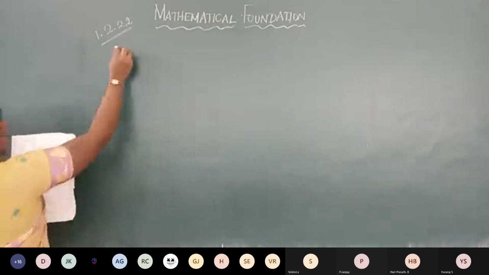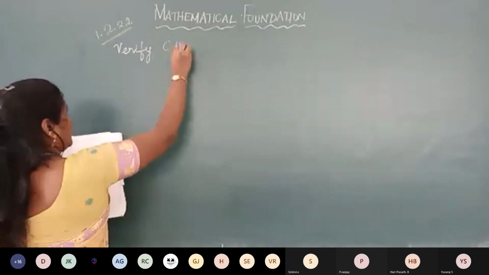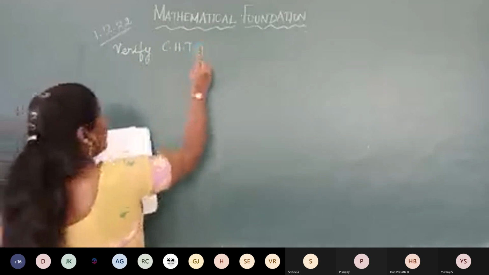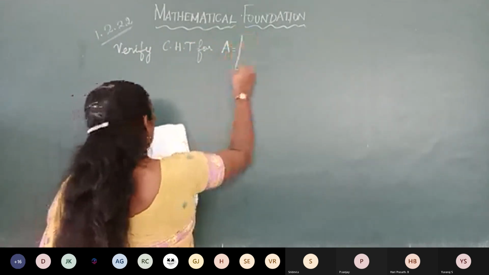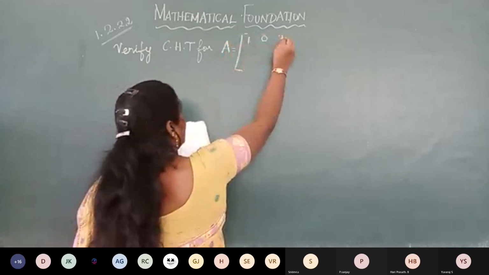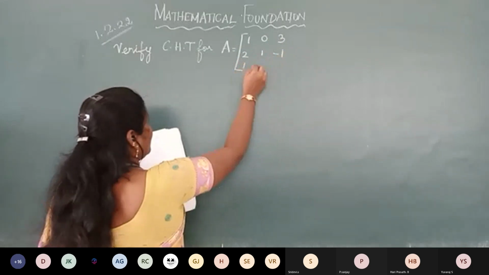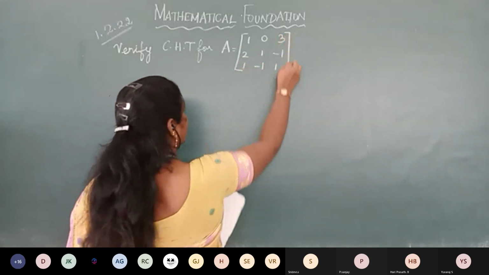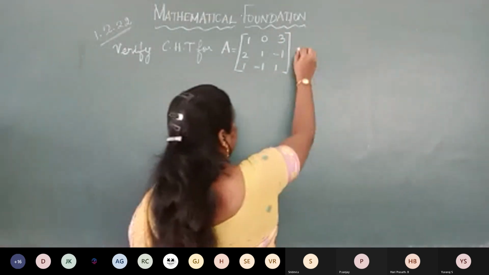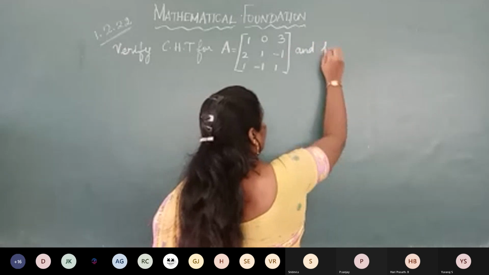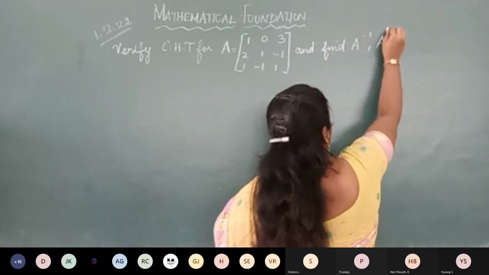Verify the Cayley-Hamilton theorem for A equal to the matrix with rows 1, 0, 3; 2, 1, minus 1; 1, minus 1, 1. And also find A inverse and A power 4.